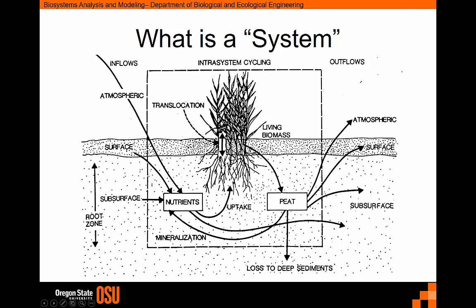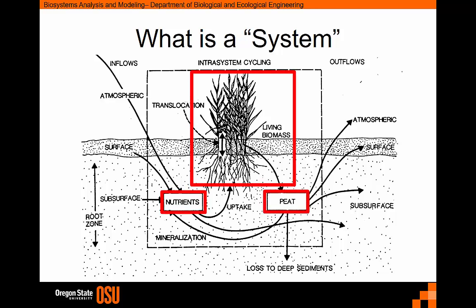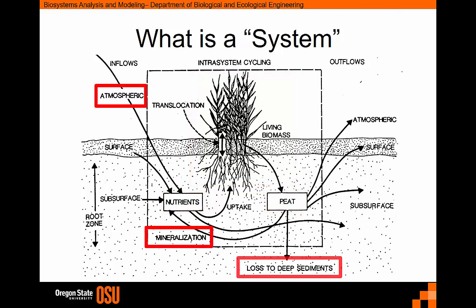So let's define a system. We saw a few examples in the introduction to this course. Here's one we saw previously. This is a conceptual model of nutrient cycling in a wetland, highlighting important components such as nutrients, peat, and living biomass, as well as important processes like atmospheric deposition, mineralization, and losses to deep sediments.